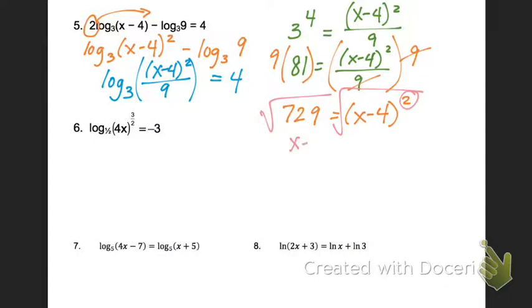So then you get x minus 4 equals, the square root of 729 is 27. Good. And it's also negative 27, but I don't even think we need to deal with that, because if I plugged in negative 27 here, it's going to be a negative answer. So I'm just going to do the positive one. And then I add 4, so x equals 31.